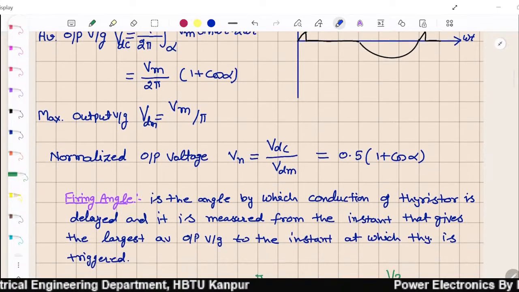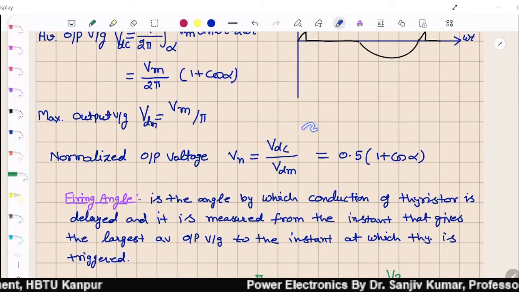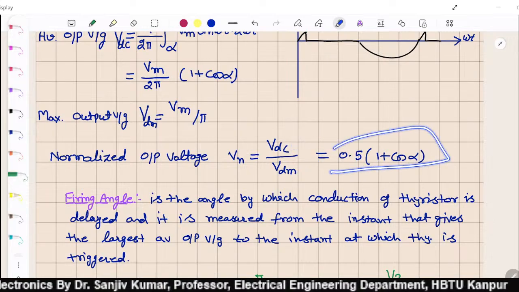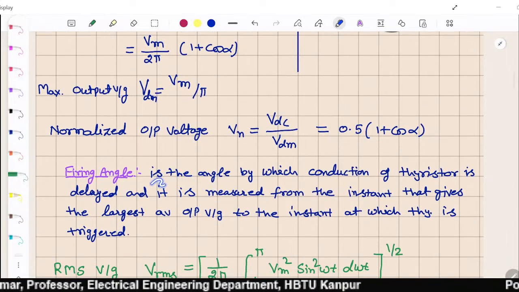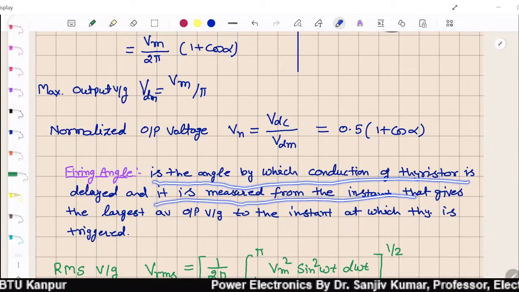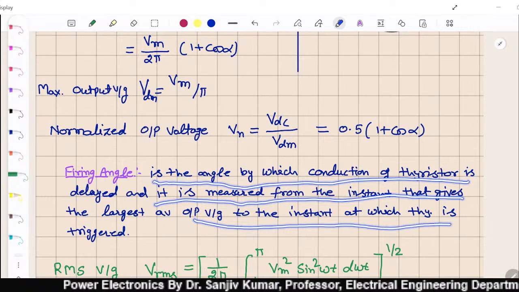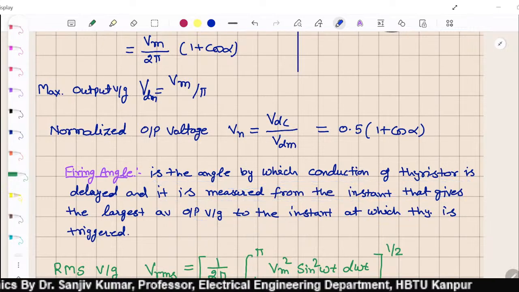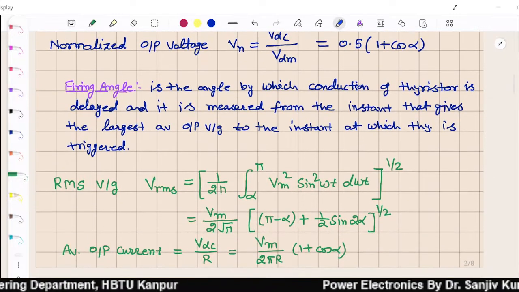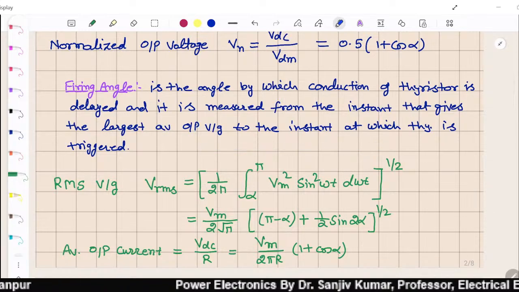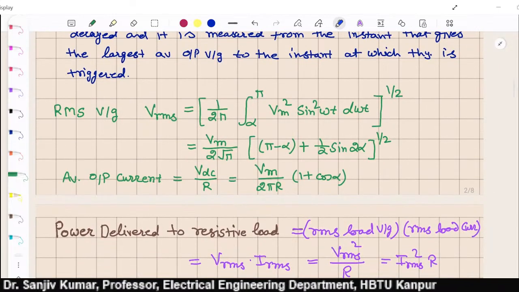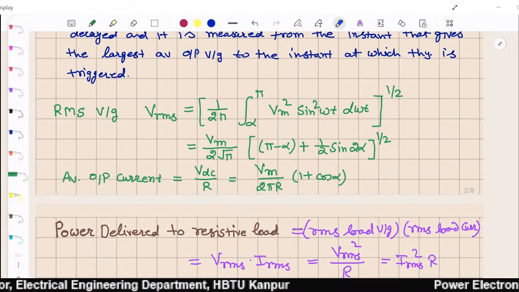pi. Now normalized output voltage क्या है? It is defined as VDC divided by VDM. So it has come out to be half (1 plus cos of alpha). Now firing angle की definition आप लिख सकते हैं, is the angle by which conduction of the thyristor is delayed, and it is measured from the instant that gives the largest average output voltage to the instant at which thyristor is triggered. तो लार्जेस्ट आउटपुट वोल्टेज कहाँ से आएगा? जहां से ये फॉरवर्ड बायस में आएगा, तुरंत जीरो से इसको ट्रिगर कर दीजिए, as the case of single phase rectifier.